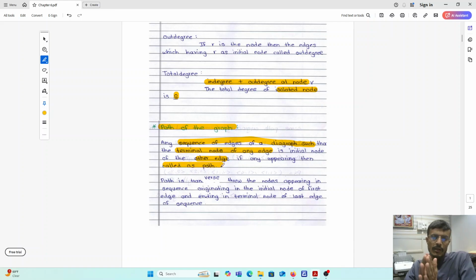For example, two edges are there. The first edge goes from 1 to 2 and the second one from 2 to 3. Then you can say 1 to 2, 2 to 3 is called a path. So a path is a traversal through the nodes appearing in the sequence, originating at the initial node of the first edge and ending at the terminal node of the last edge of the sequence. While finding the path, you have to start from the originating node of the first edge and end at the last node of the terminating edge.